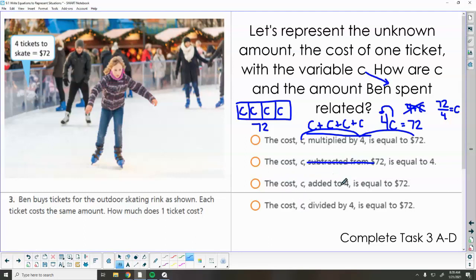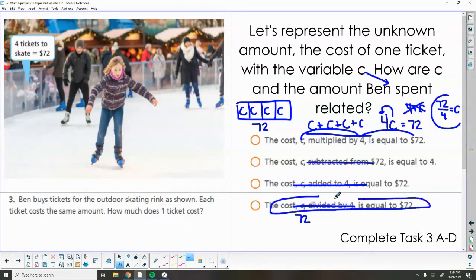The cost of C added to 4. So this is one ticket plus $4. So that's not helpful. And we can't take a ticket and divide it by 4. We would have to take the total and divide it by 4. So this one doesn't match either. So we could divide, but this expression here, this is still not what we want. We want 72 divided by 4 or C times 4. So the only one that makes sense of these words is this first one here. We're taking C, multiplying it 4 times to equal 72.